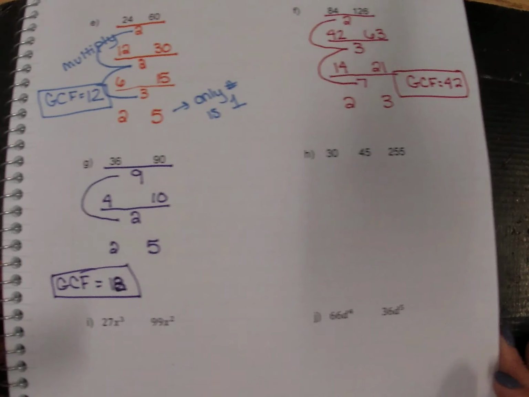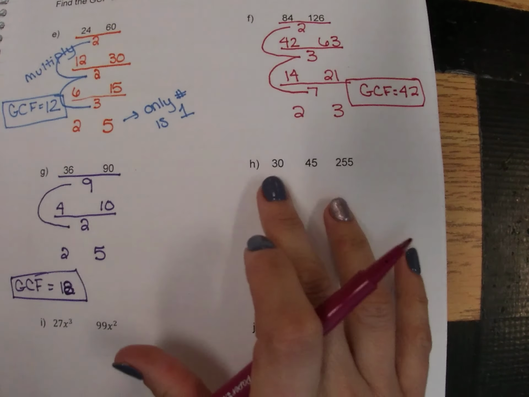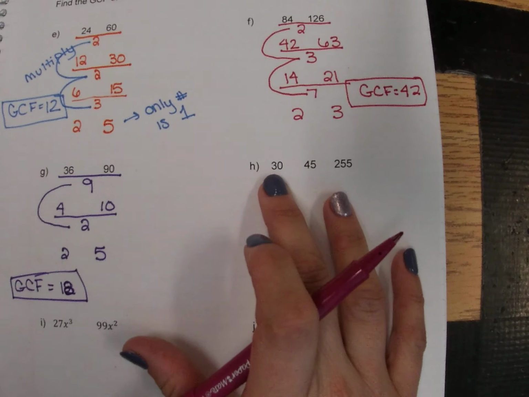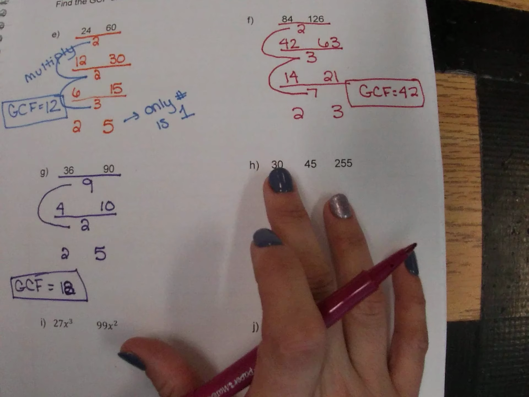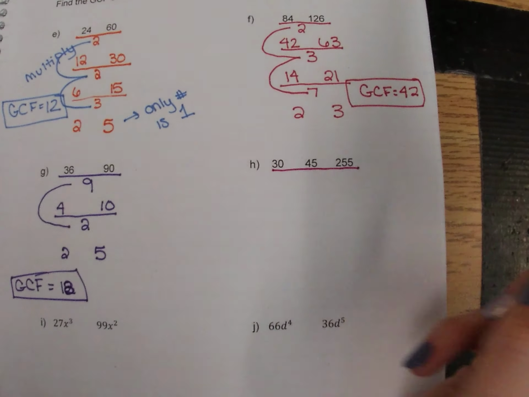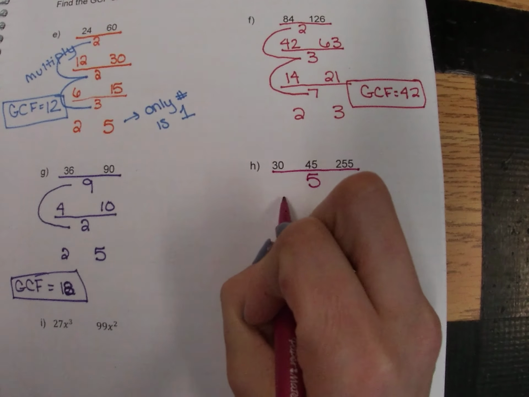We can do this process if there are 2 numbers, if there are 3 numbers, if there are 100 numbers. It is the same no matter what. So if we look at this situation, there are now 3 numbers. So we want to think of a number that will divide evenly into 30, 45, and 255. So maybe we see that they all end in a 0 or a 5, and so we decide to divide by 5.